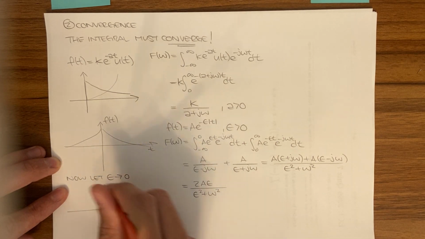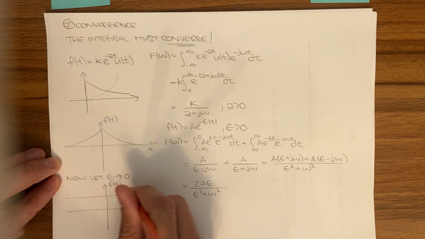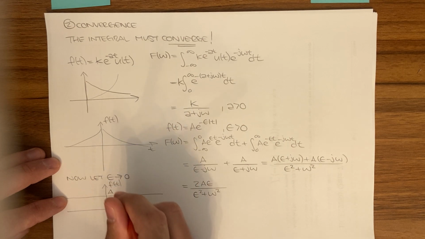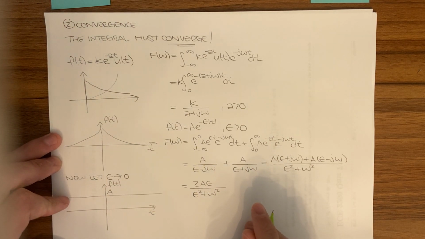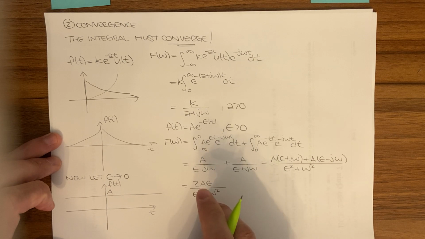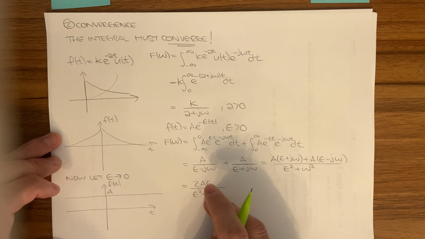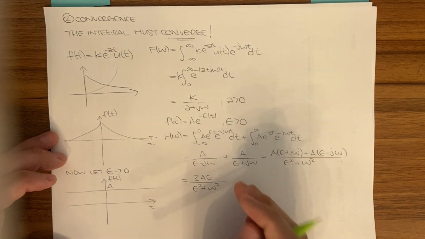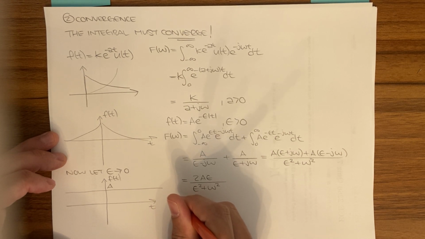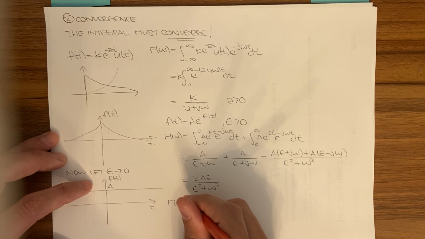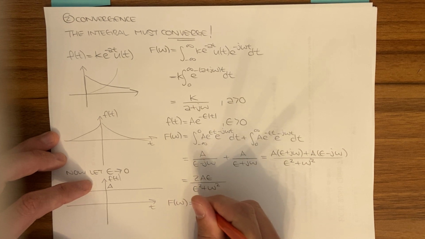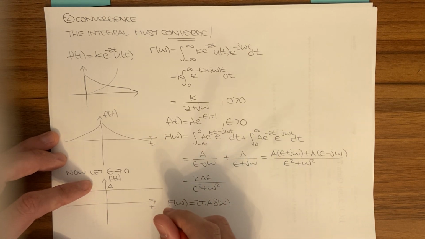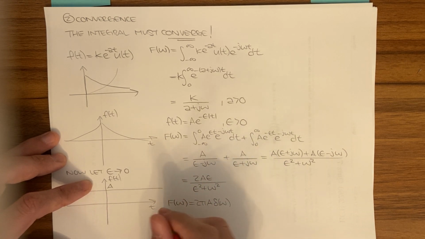So in time, what this is going to look like is essentially just a constant, right? Because there's no exponential decay at all. It's just a constant value at a. And as epsilon goes to 0, this looks a lot like a delta function. The book goes through some stuff where it more rigorously shows this is a delta function. But if you can take my word for it, F of omega is going to be 2 pi a delta of omega. So again, we have another Fourier transform pair.